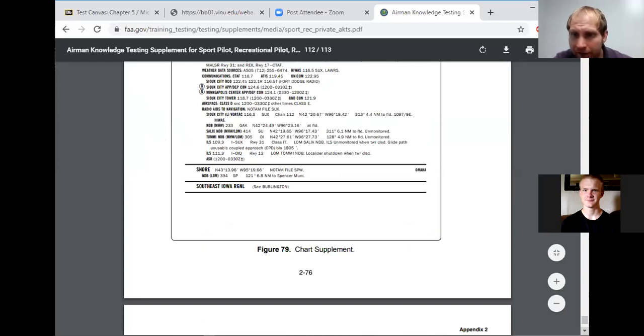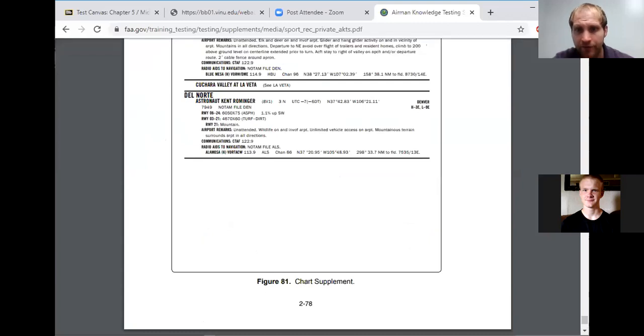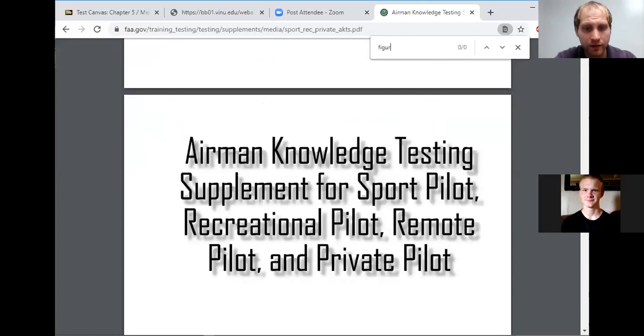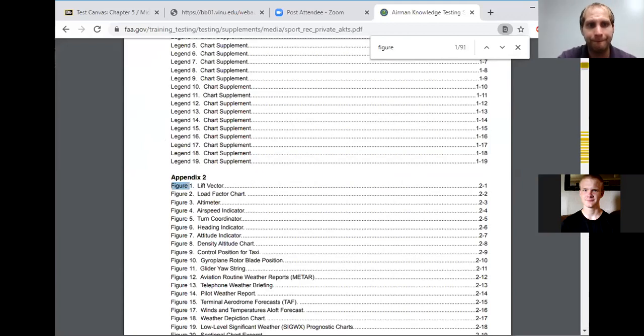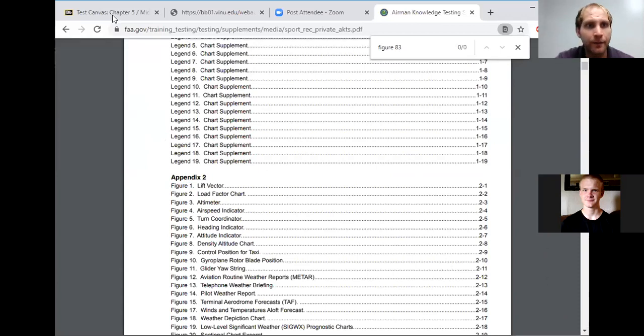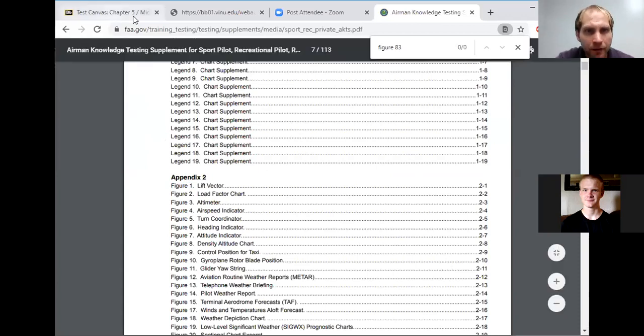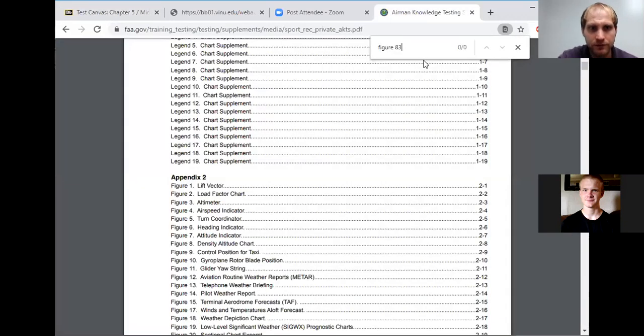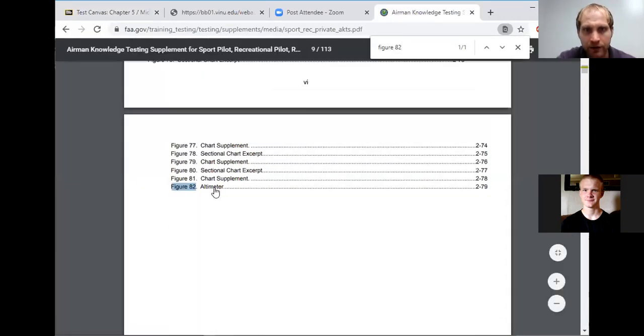You can find exactly what you need in those PDF documents. Hold Control F. Type figure. So I hit Control F and we type figure 83. Okay, so let's see, what did I do wrong? Figure 82, we were one off. Last one in the book.